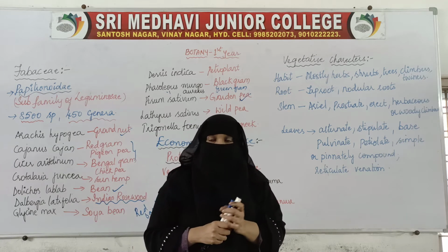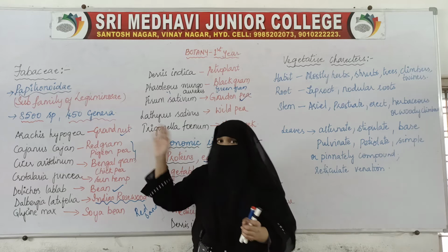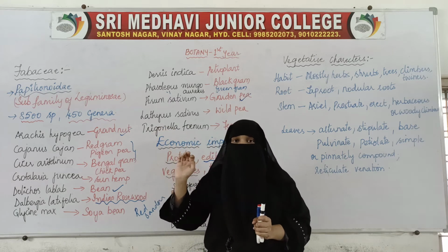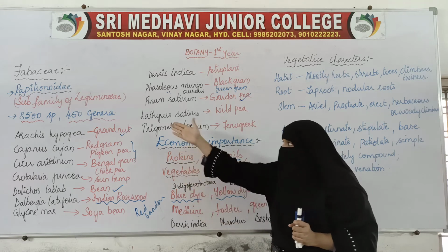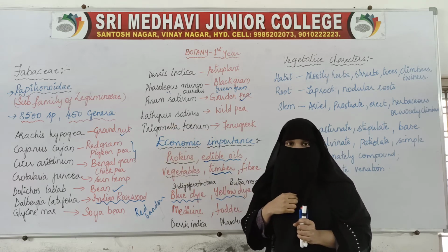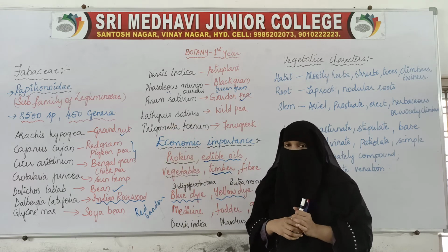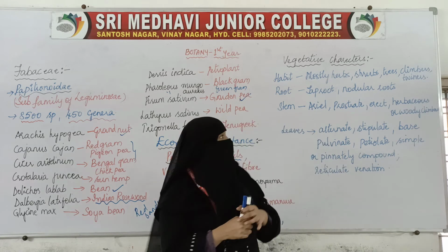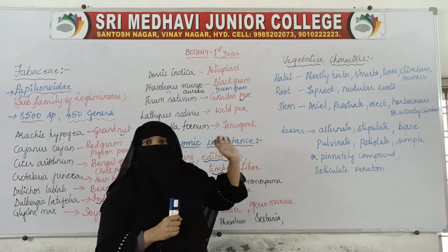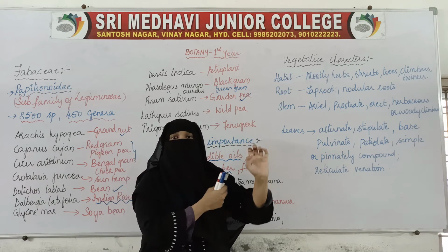Okay, so till now we have seen the different species in this family, as well as the economic importance, in what ways these members are helpful to us and what they are giving to us. Now let us move to the vegetative characters. Let us describe this family.